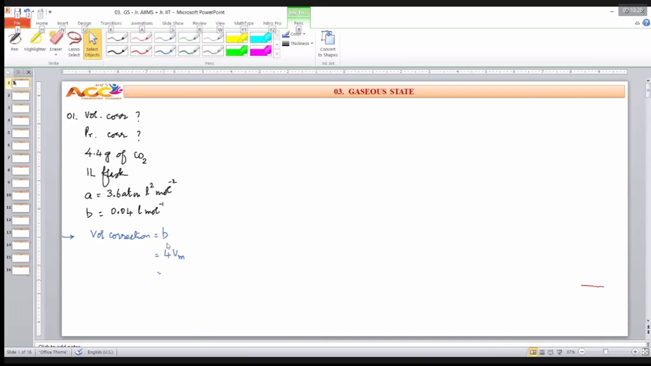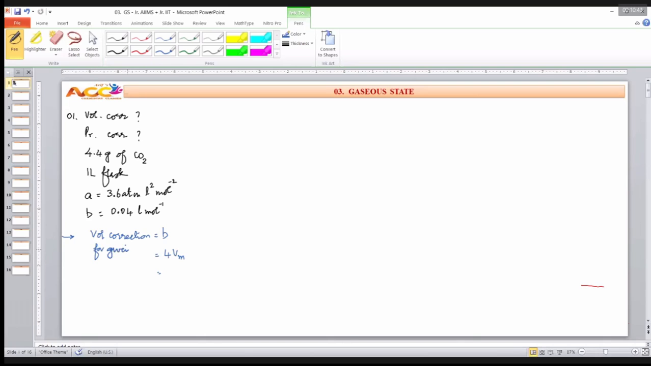Therefore, we proceed with n into b. b is equal to the molar volume. This is for 1 mole, right? No, we are having volume correction for n moles. How many moles? 4.4 grams. Therefore, volume correction for the given quantity.